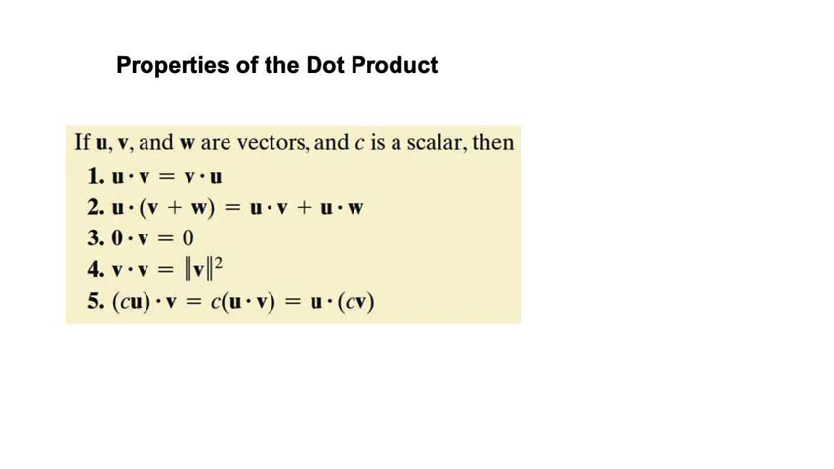Now, number 4 is the one we just talked about. When you dot a vector with itself, you get the square of its magnitude. And then on number 5, notice it really doesn't matter the order in which you take the dot.